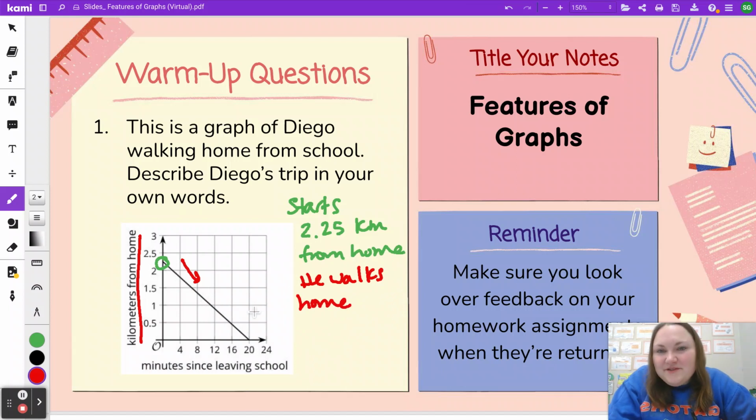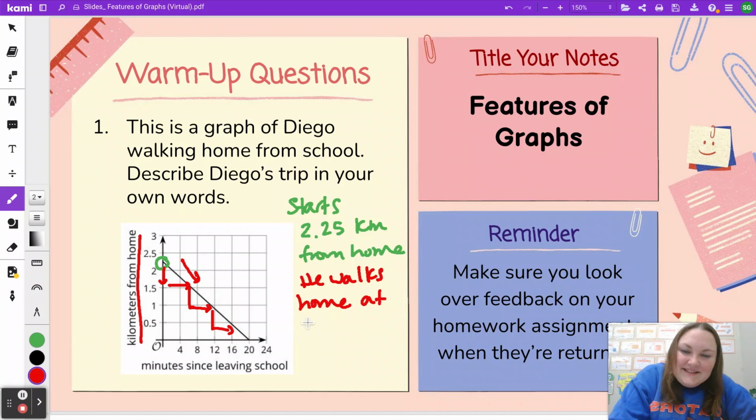You can also from this graph get a speed, and it doesn't have to be like a specific number. Like I might not be saying he's walking home at 10 kilometers per hour or something like that, but we can describe if the speed is constant, meaning the speed is remaining the same, or if it's changing, if he starts walking slow and then increases his speed or decreases his speed, something like that. And looking at this graph, because we have that straight line, that means he's going the same kilometers for every chunk of time. So that means he's walking home at a constant speed.